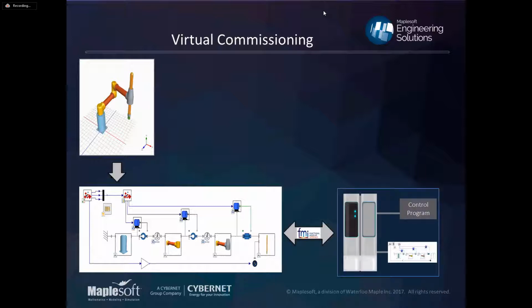And then once you've got that set up, using an increasingly popular standard called FMI, or Functional Mockup Interface, you can actually use some popular automation software, say B&R Automation Studio, some Rockwell software, and you can use our model as a really accurate test bed to test your control programs against.